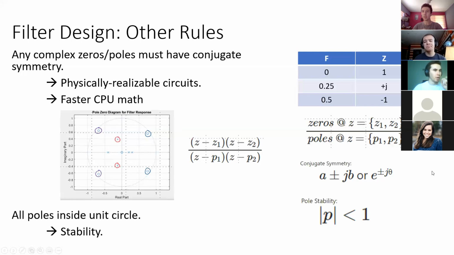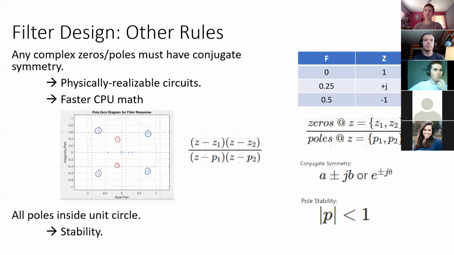Quick question. For conjugate symmetry, is there ever a condition where you could have a zero or pole only on one side of the real axis, even if it's not physically realizable? Like, is it possible to design a circuit that could achieve that? You can. I don't personally know of any applications why you would want to do that. There might be some mathematical justification or reason for wanting to do that.